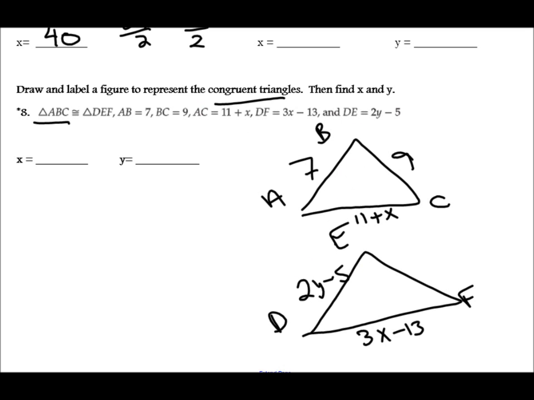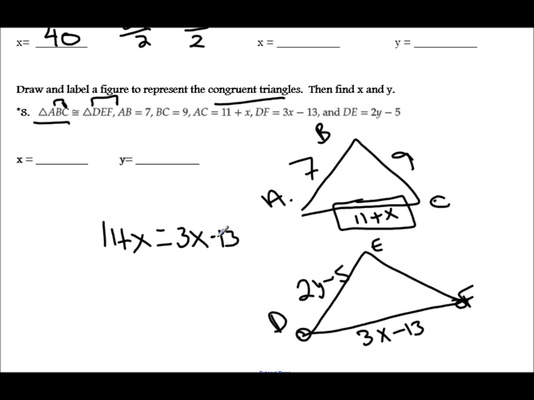I'm going to start by looking for my x value. 11 plus x is at side AC. Side AC is the first and last letters of our congruency statement. So that means that first and last letter DF is congruent to AC. So DF is 3x minus 13. So that 11 plus x equals 3x minus 13.